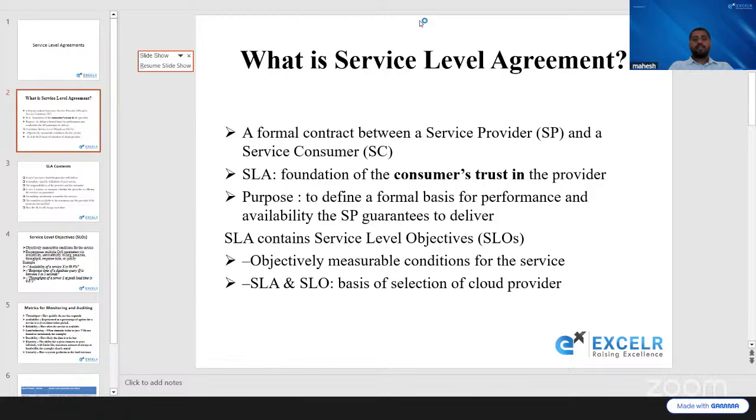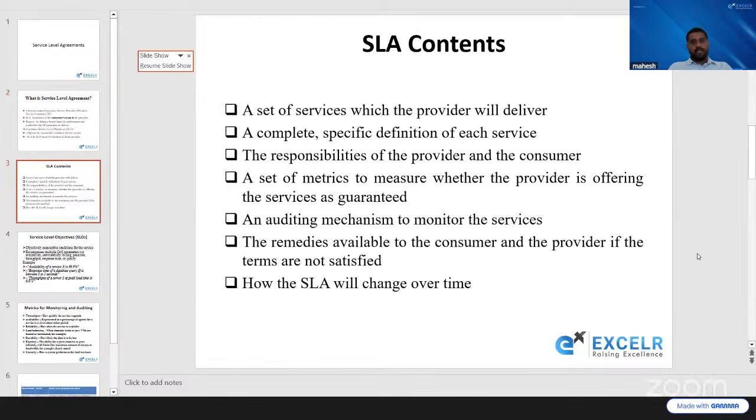So SLA and SLO, service level agreement and service level objective, are the basis of selection of a cloud provider, because we understand that the objective is important and the agreement is also important. That's why they are the basis of selection of a cloud provider, which is very, very important as well. And we have the SLA contents as well. What are the types of contents that we can keep in the SLA? A set of services which the provider will deliver.